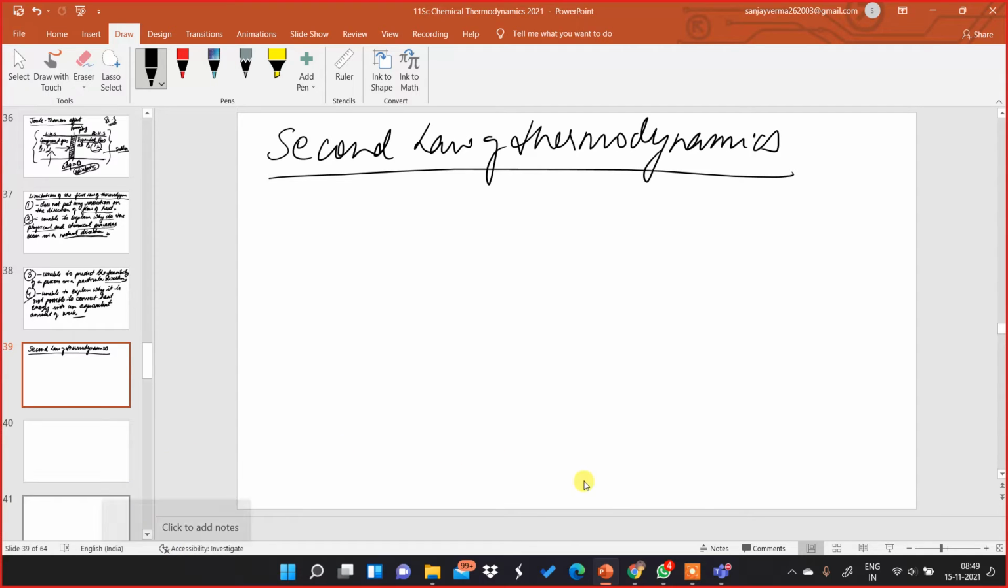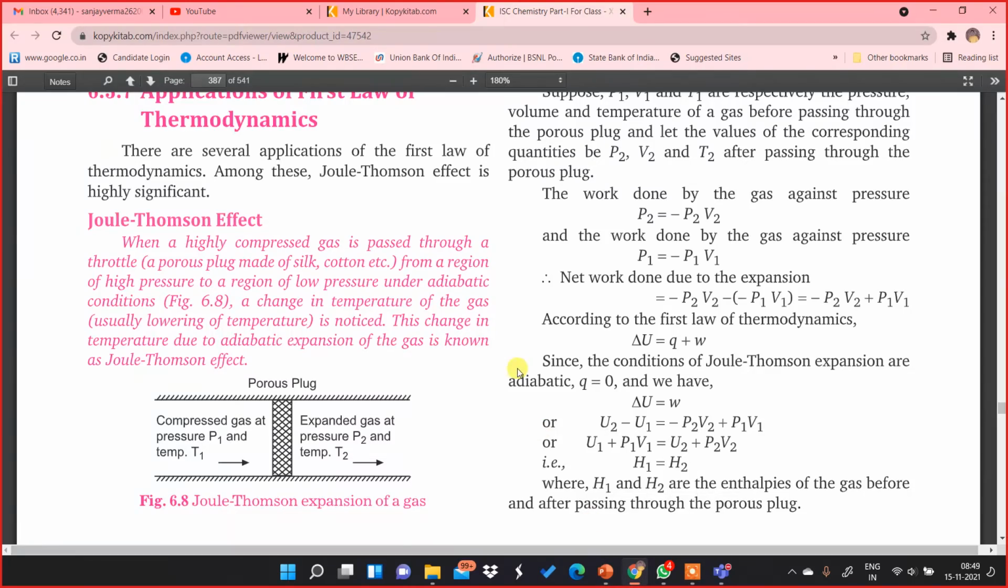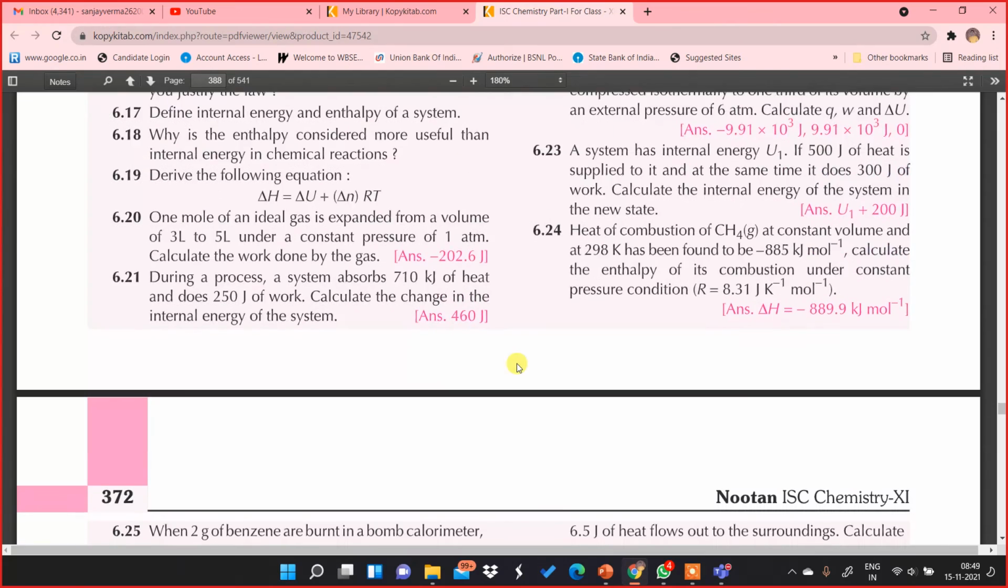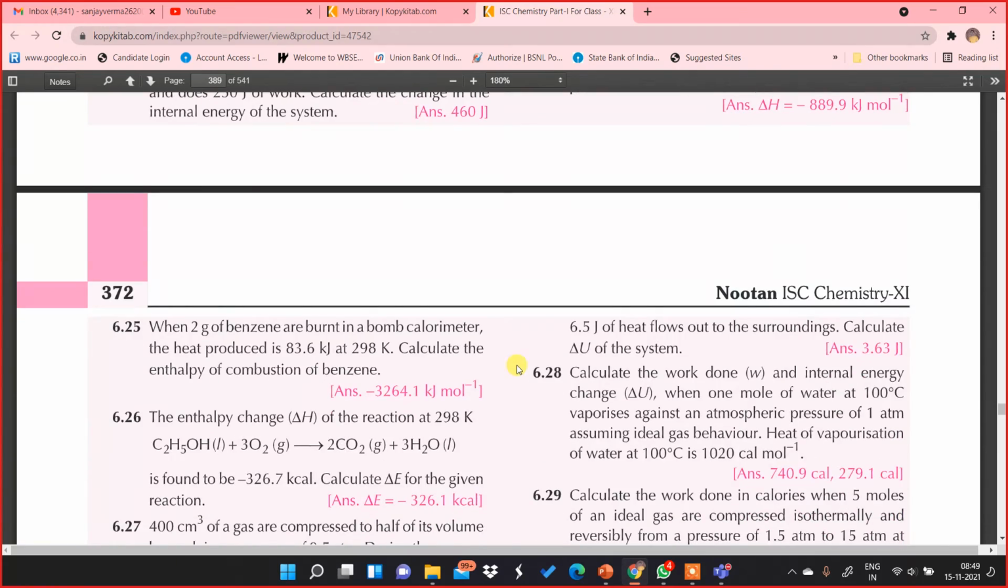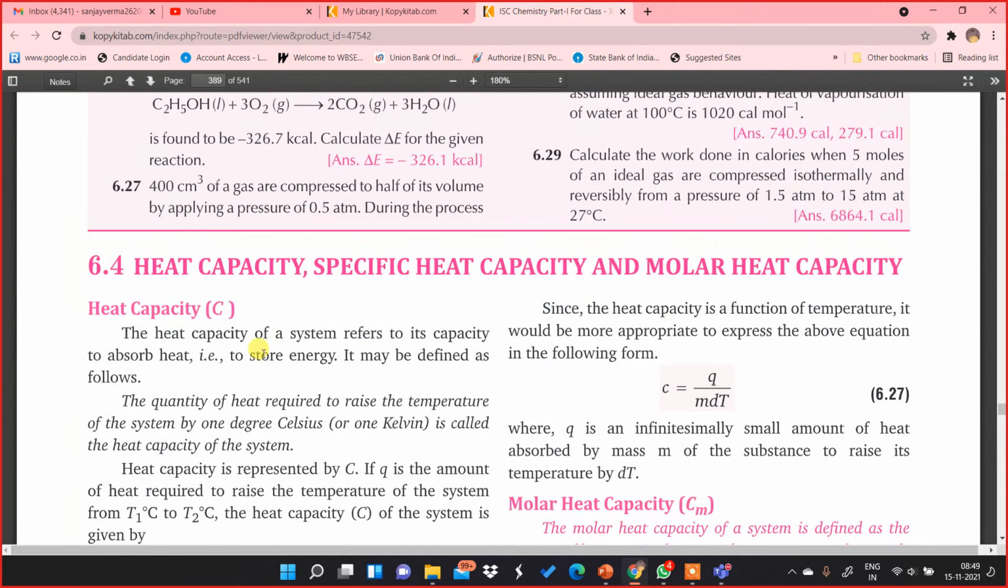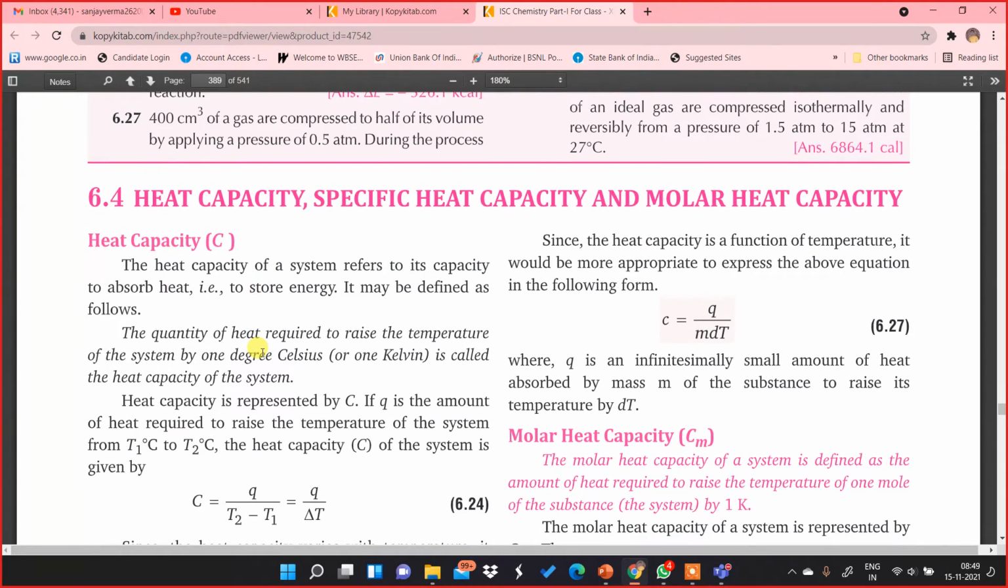So I'll just refer to your textbooks after the limitations. If you have a look at your textbooks on page number around 372, article 6.4. If you have your textbooks, you can turn to it. If you don't have, then you can follow the screen.